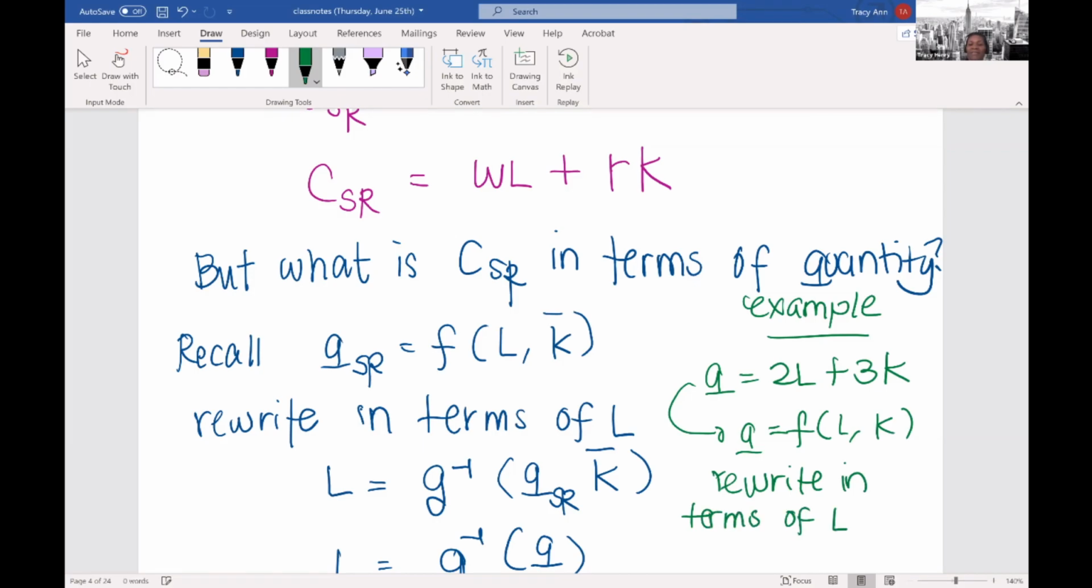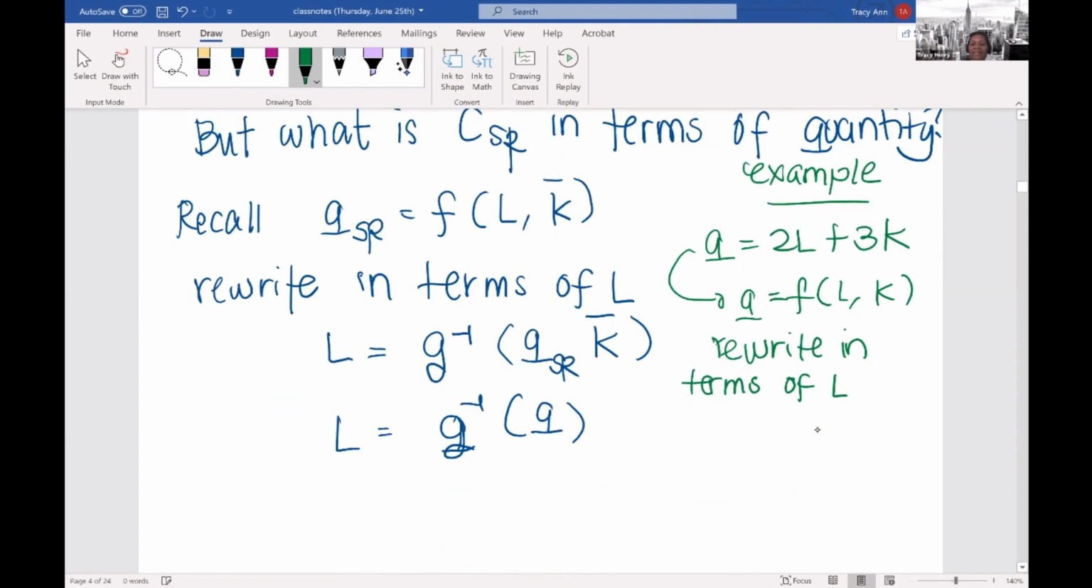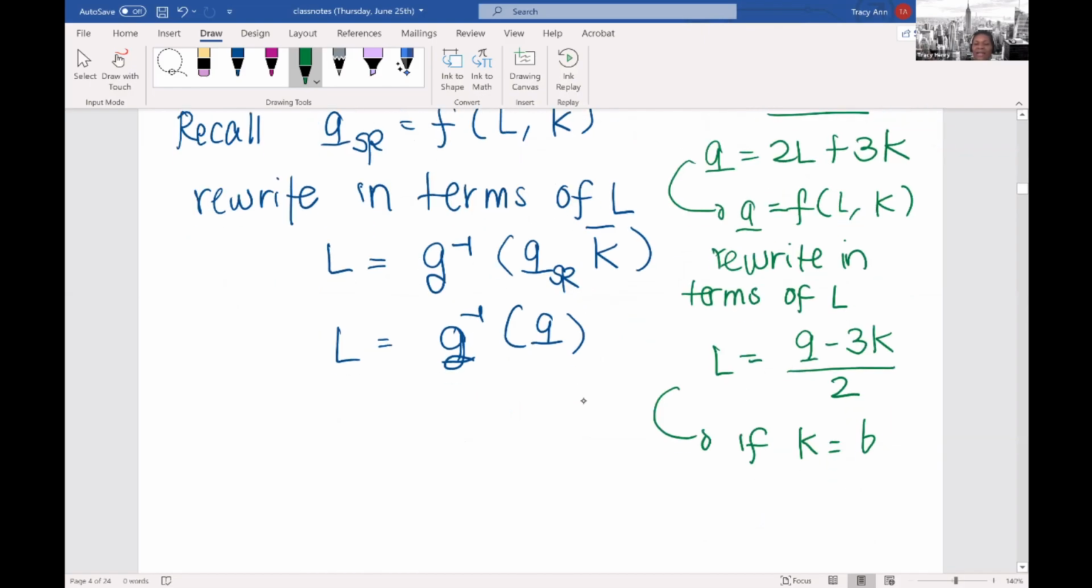And if I rewrite this in terms of L, then I'm going to get L is equal to Q minus 3K divided by 2. And so this would be my L. Oh, wait, before I do that, I can also say, if I made K equal to 6, then my L is equal to Q minus, I forgot, what is 3 6s?